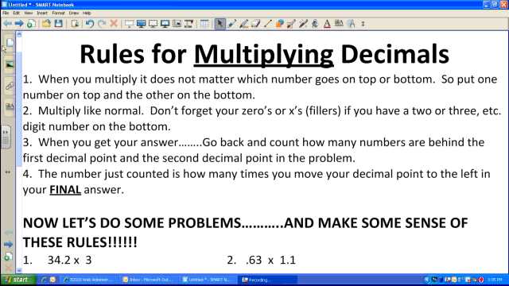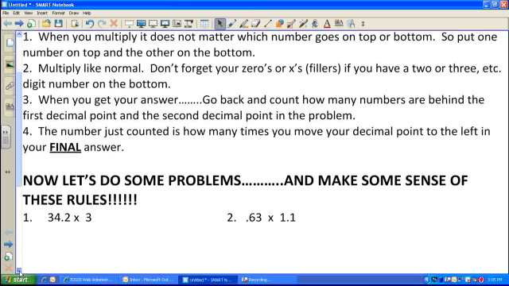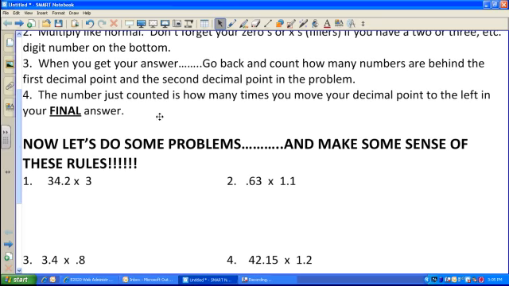So now that we kind of reviewed the rules, we're going to start practicing some of them. So let me grab a color. Anytime while I'm doing this, scroll up, look at the rules up here if you need to peek at them. So the first problem says 34.2 times 3.